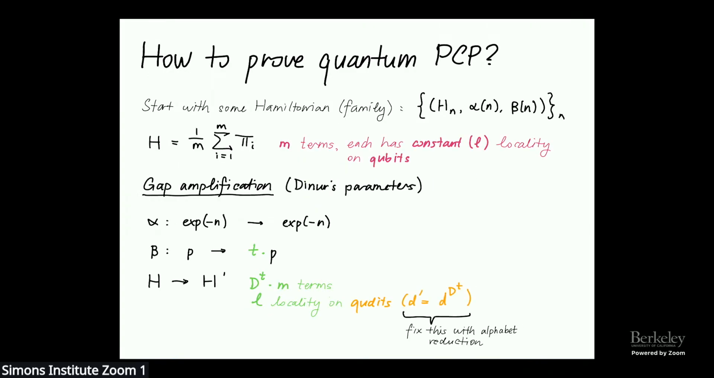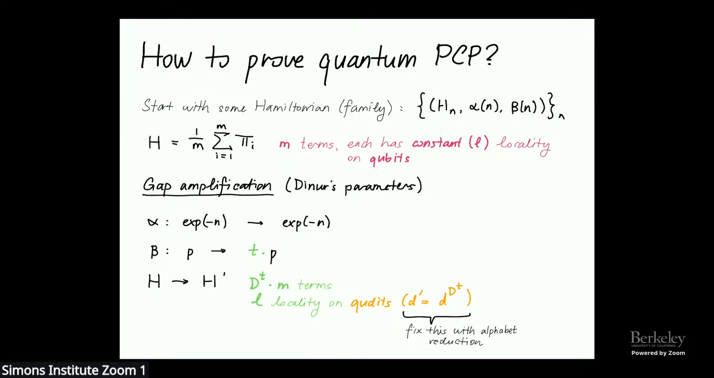Gap amplification: we start with some Hamiltonian family. Let's assume for simplicity, and I'm going to say it in the quantum language, that for classical you're just supposed to imagine the Hamiltonian is a classical CSP instead. Let's imagine for simplicity that every Hamiltonian is a sum of m terms, where m is a function of n, but I'm going to suppress the n dependence. It's a sum of m projectors pi_i, and all of the terms have constant locality on qubits.